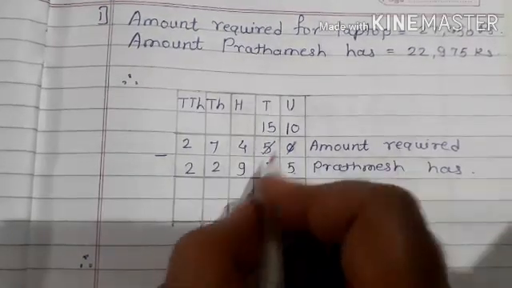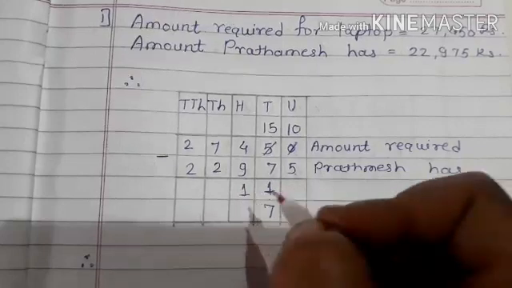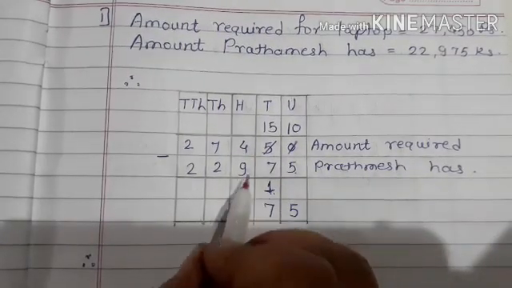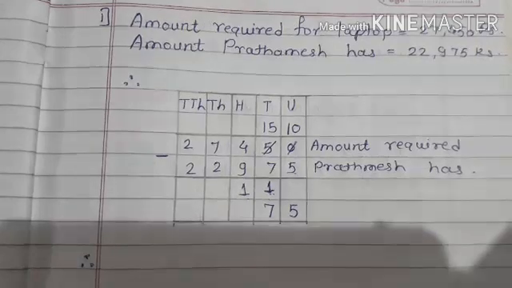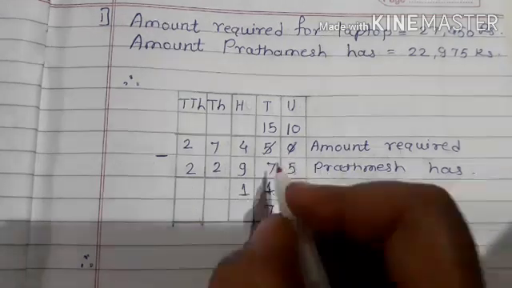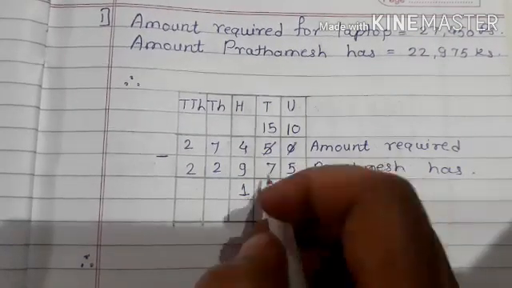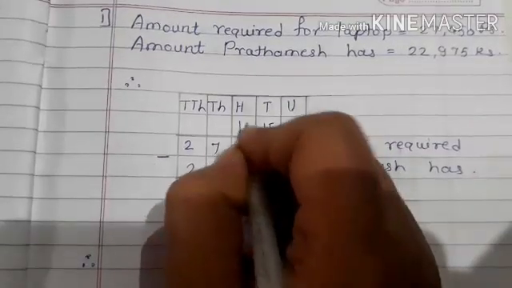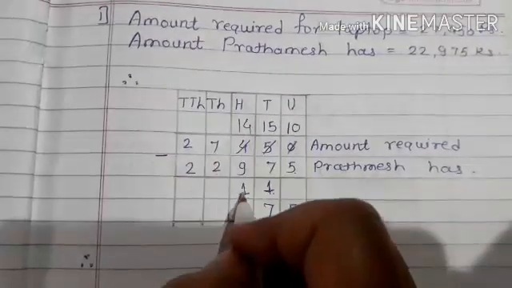So after borrowing, next step what? Return it. Okay. So now 9 plus 1 is 10. So 4 minus 10, is it possible? No. So borrow from 2. So this 4 converts into 14. Now 14 minus 10.